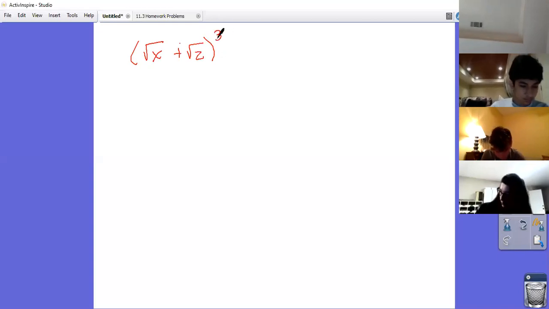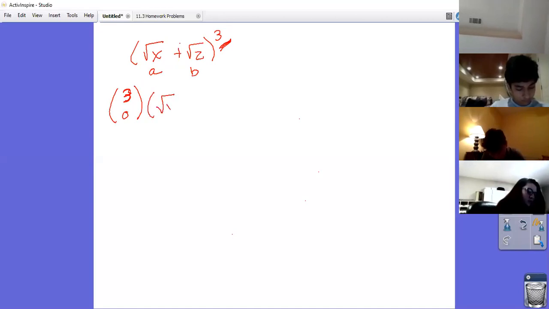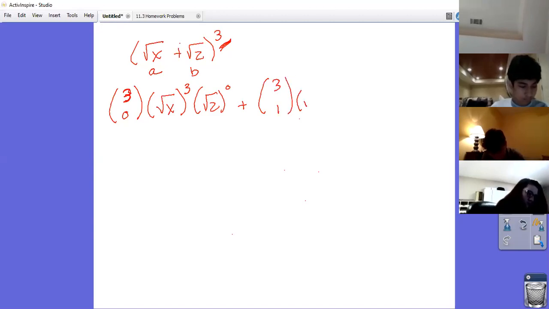to the third power. So I use the binomial theorem, and because my exponent is 3, I start off my coefficient, this is supposed to be 3 choose 0, and this is my a term, and that's my b term. So then my a term starts off with the highest, and then my b term is always 0. And then plus 3 choose 1 would go next. Drop down 1, and then my b term goes up by 1.